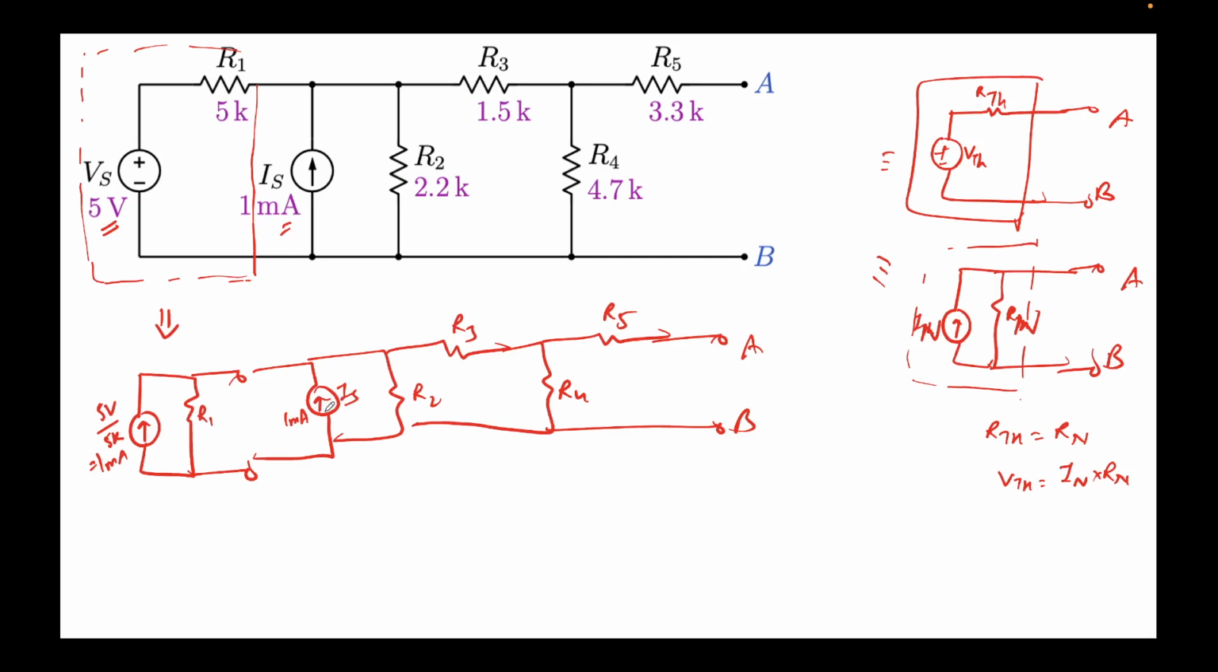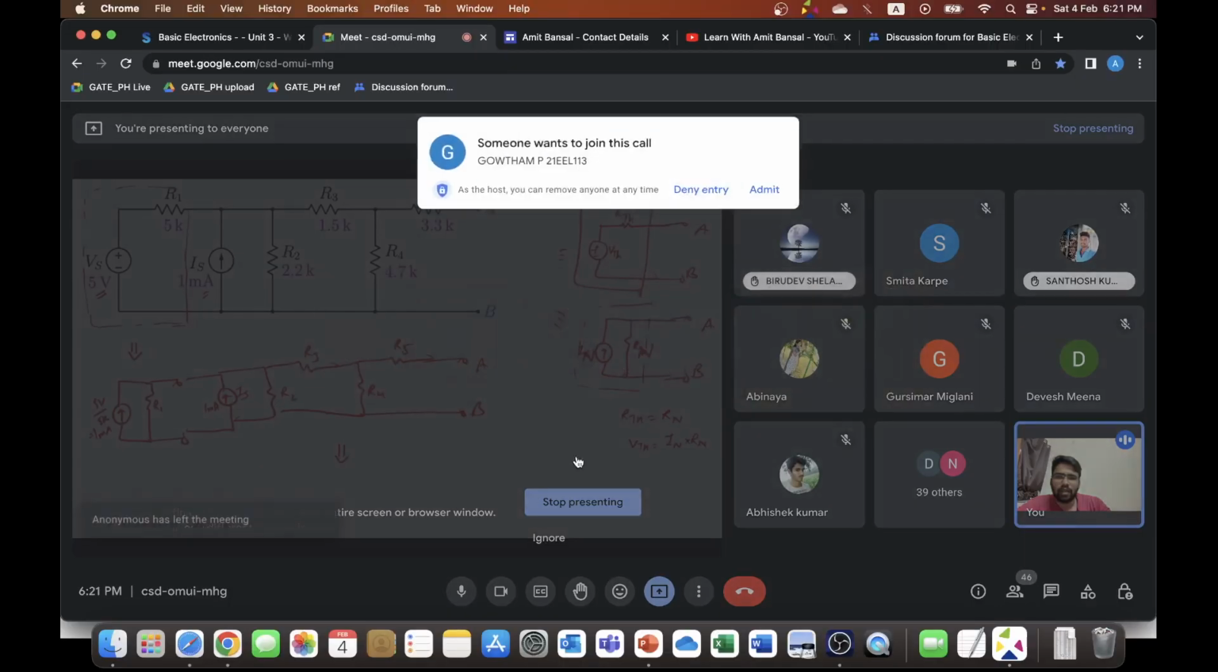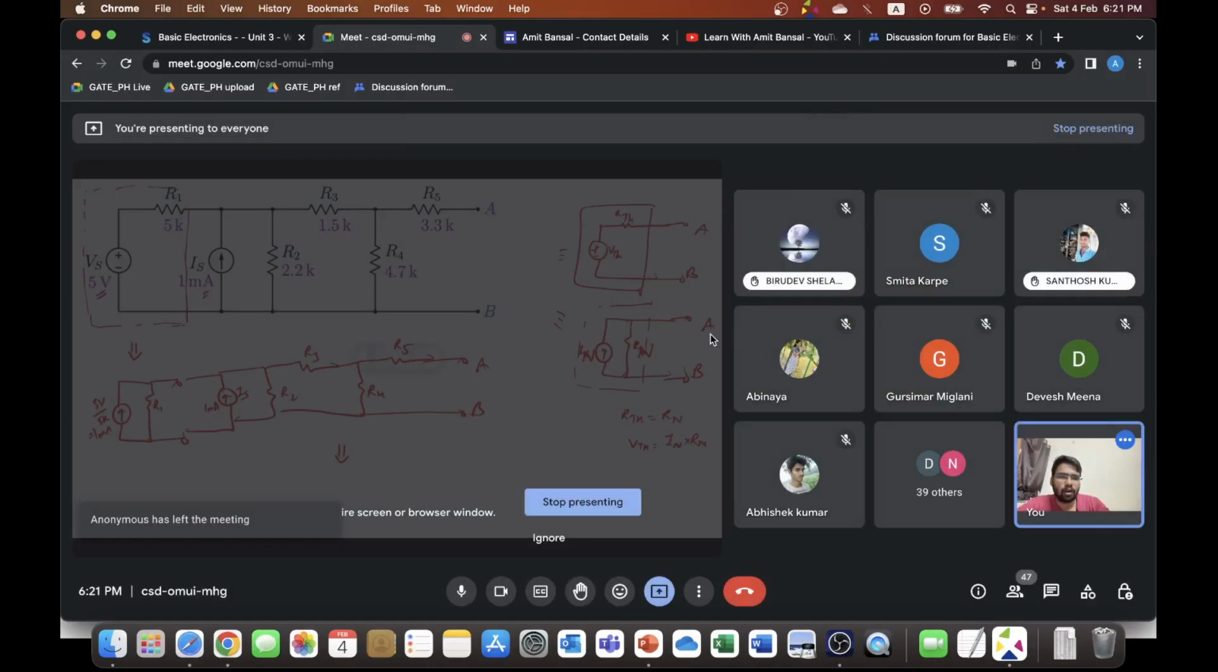So what I am going to do, I am going to club them, and we can also see R1 and R2 are in parallel. So firstly, I am going to club I. So this is for the next step. For the next step, what I am going to do is I'm going to club.